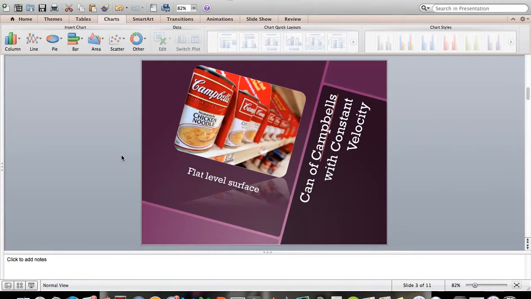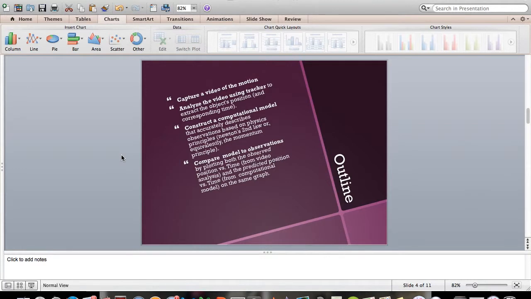What you have just witnessed is a Campbell soup can rolling across a flat surface at a constant velocity. We have just captured a video of motion.